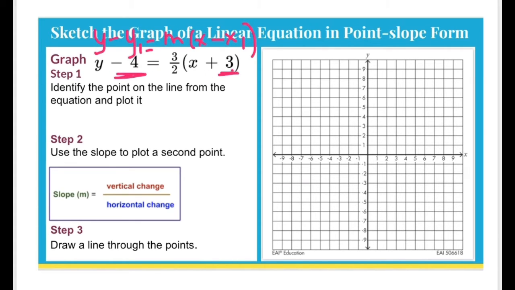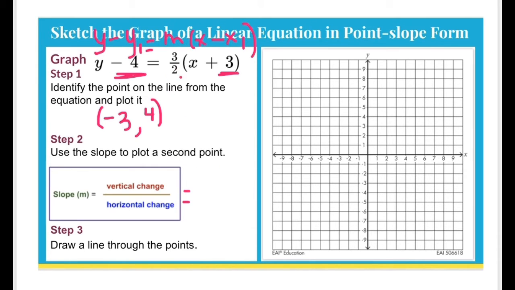Always remember, you need to take the opposite of the constant in the parenthesis. So again, as I've said, the x-coordinate will be negative 3 and the y-coordinate will be positive 4. Then after you identify the point, the next thing you do is to find the slope and use the slope to locate the second point.